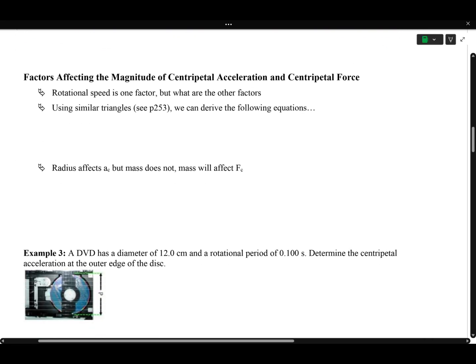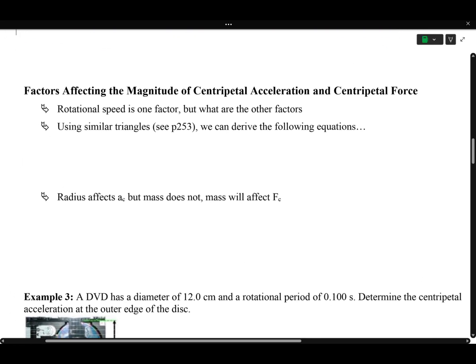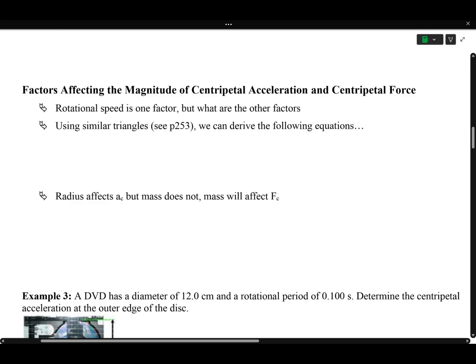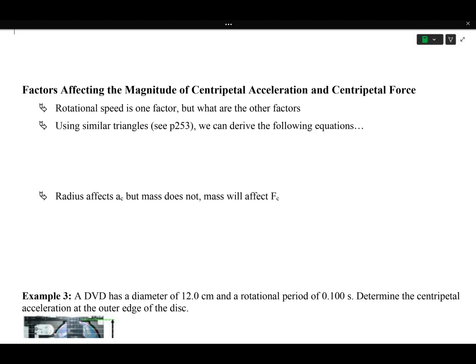Okay, so let's move on to look at what factors will affect the magnitude of centripetal acceleration and centripetal force. How fast you're spinning, or your rotational speed, is one factor, but what are the other factors that will affect it? Using similar triangles, and you can see how they do this on page 253, they have derived the following equations. So centripetal acceleration is equal to your circular speed squared all over r.